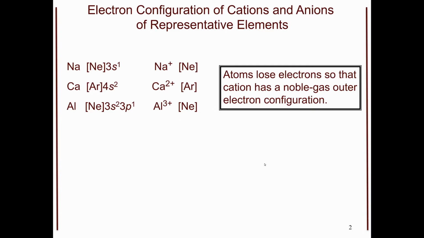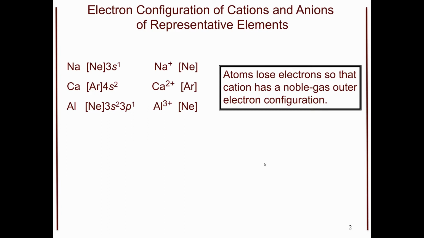electron configuration. In calcium, you'll see that that was argon 4s2, and I can remove 2 electrons to form the calcium 2+ cation. Finally, with aluminum, you can see that I have 3s2, 3p1, and if I lose those 3 electrons, I will revert back to neon as well.